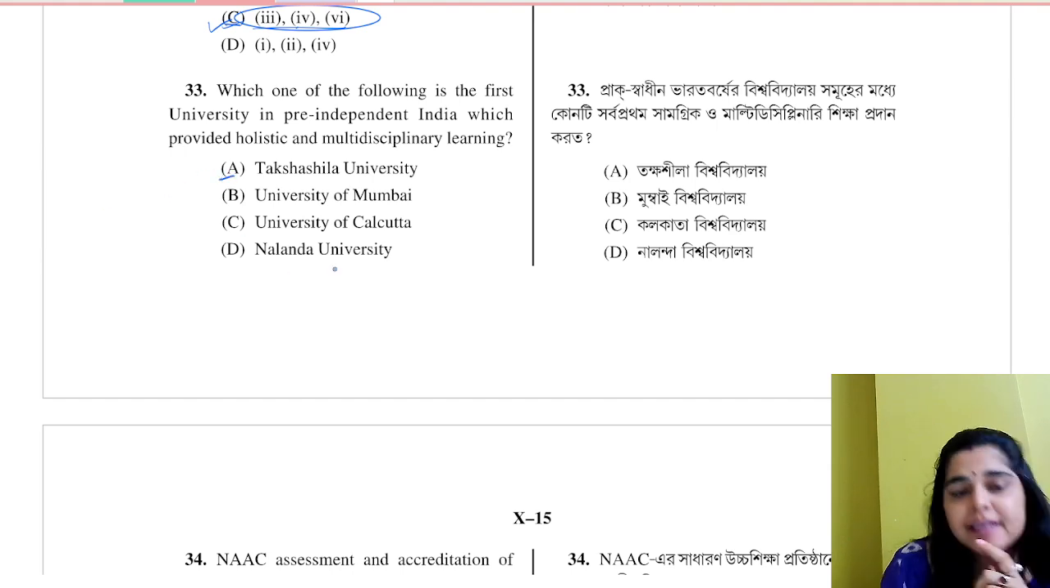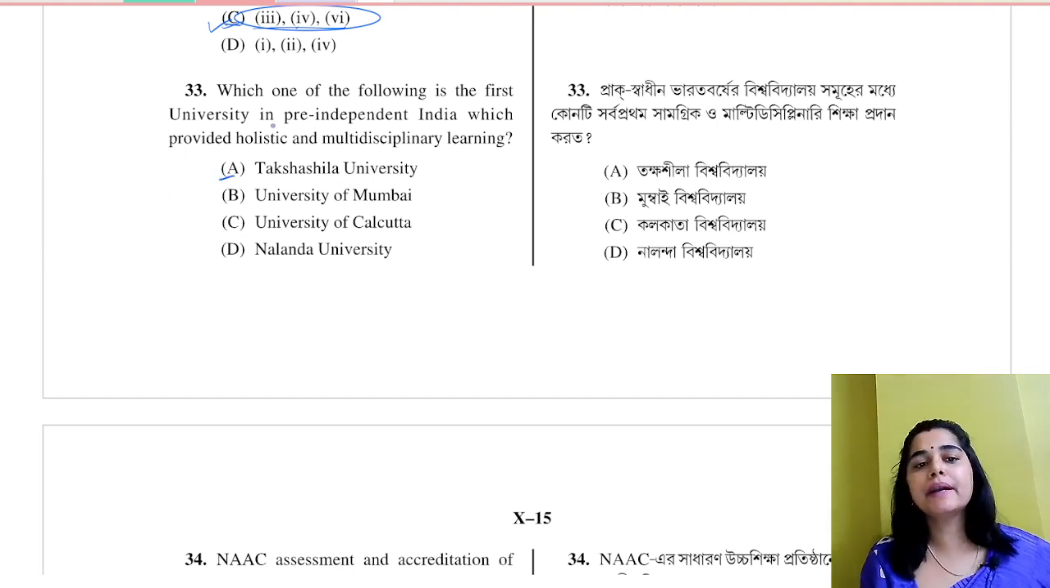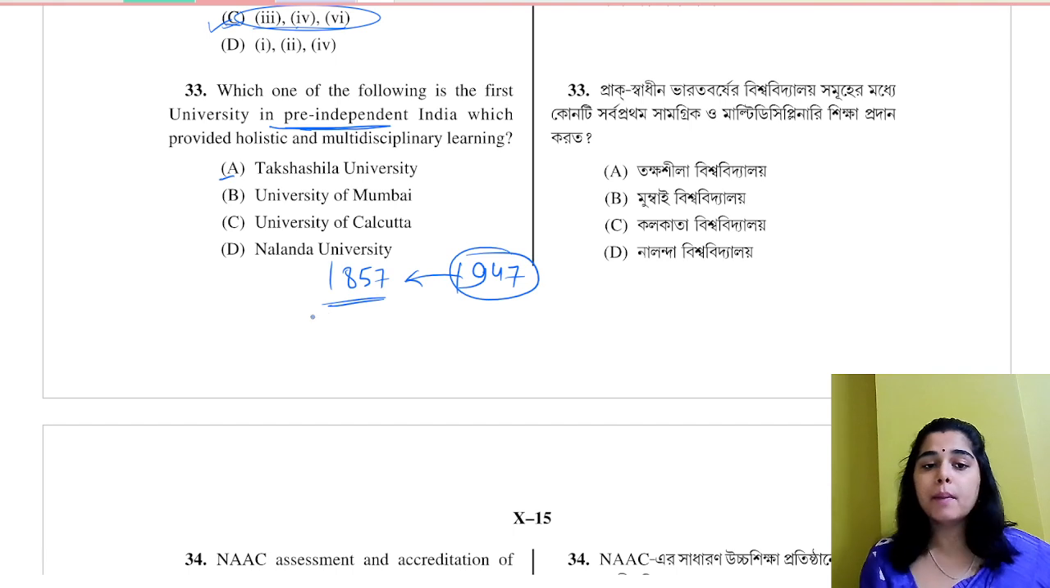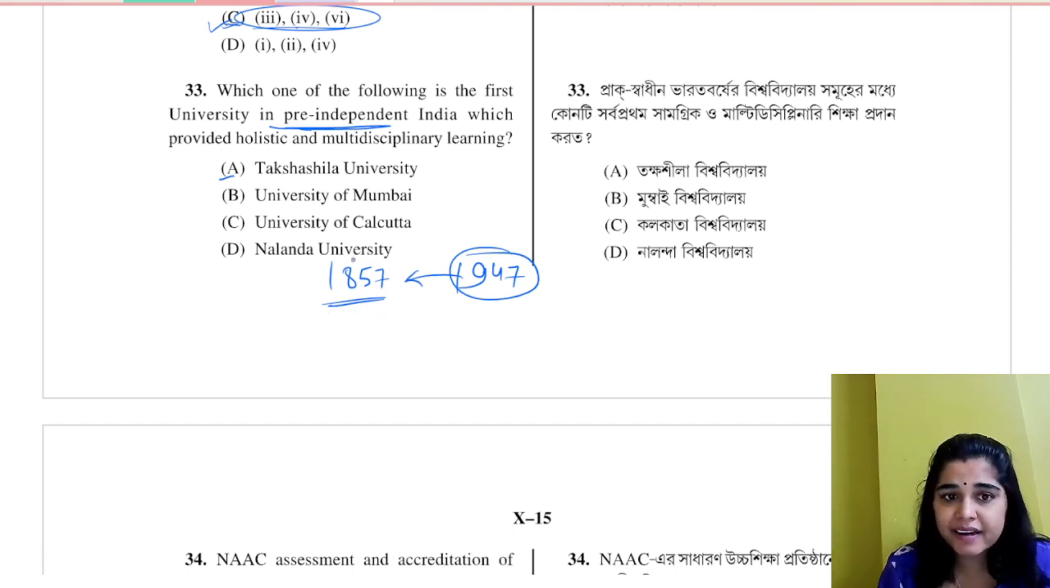They have provided Taxila University, but as we know, what is the pre-independence era? Our India, 1947. Before that, 1857. Three universities were founded in Mumbai, Calcutta, and Madras. So here the answer will be University of Calcutta.